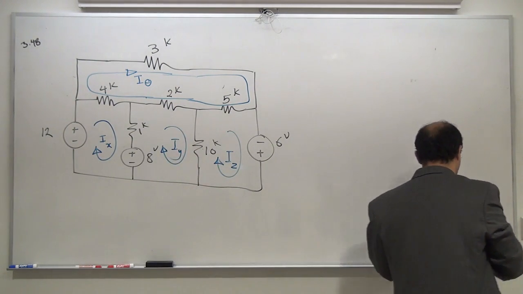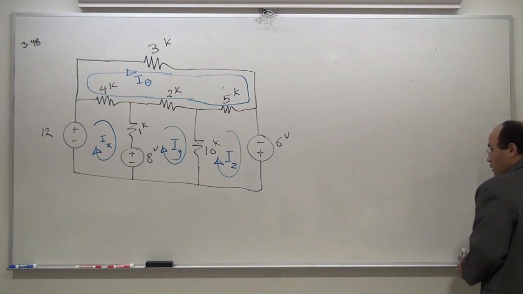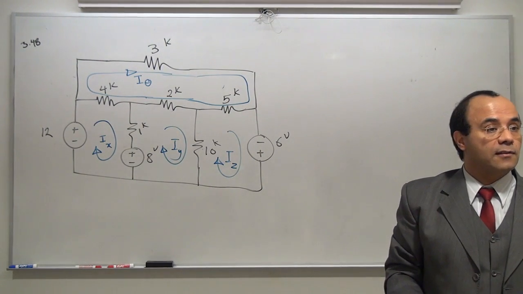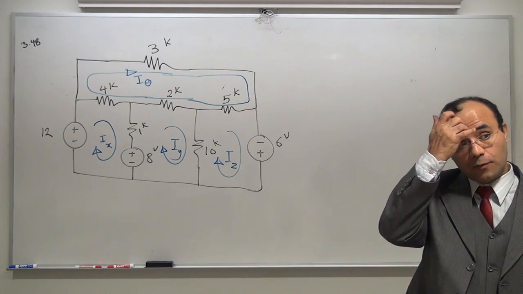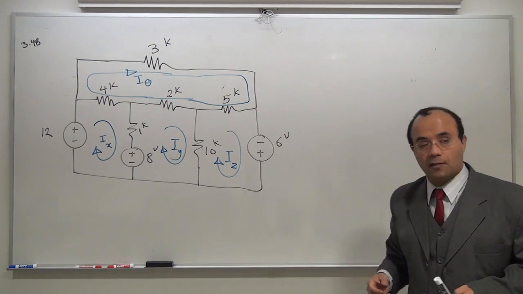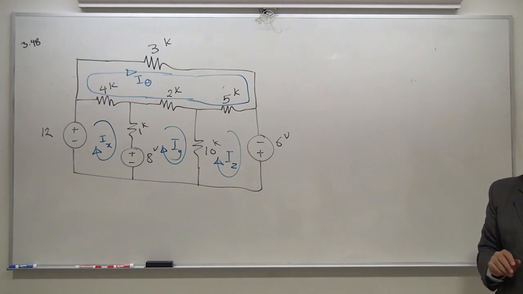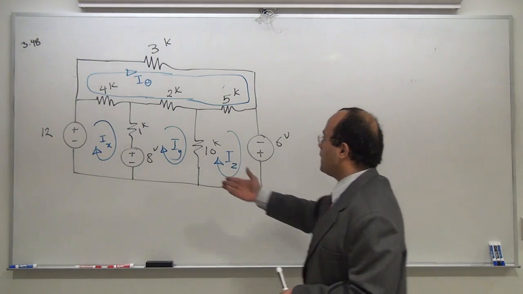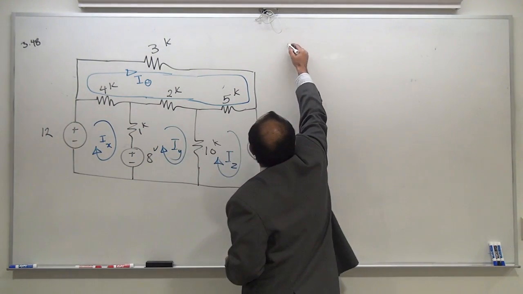Okay. You have 4 loops. For each loop you are supposed to write a KVL equation, except for the case where we would know what the current of that loop is. And I'm going to show that to you in a different example. Let's begin with loop number X.